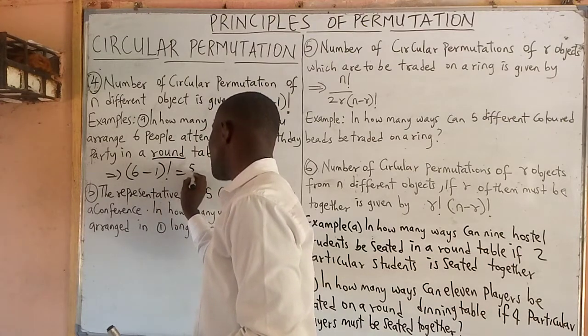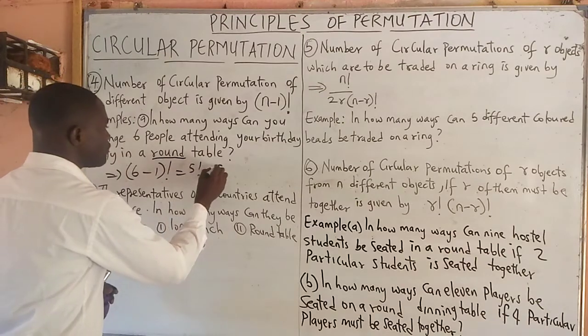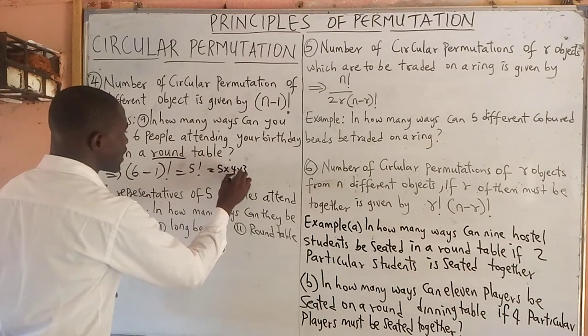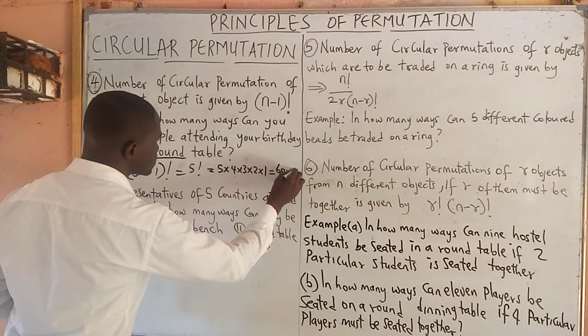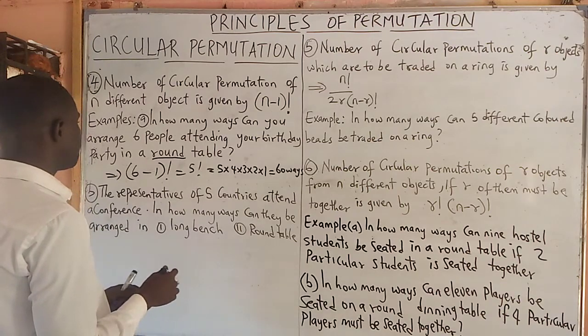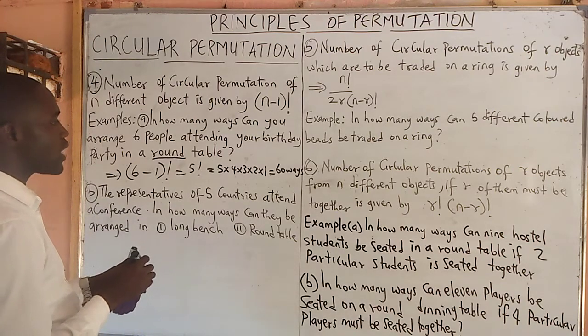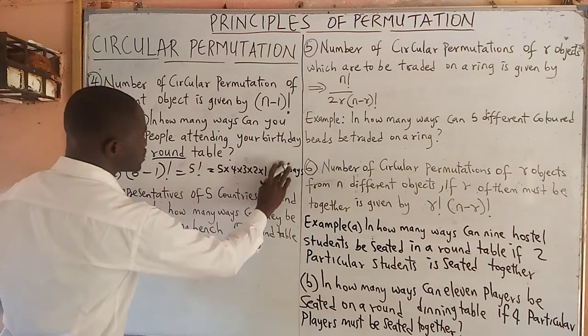That is 5 factorial. And 5 factorial simply means 5 times 4 times 3 times 2 times 1, equal to 120 ways. 5 times 4, 20, times 3, 60, times 2, 120 ways.